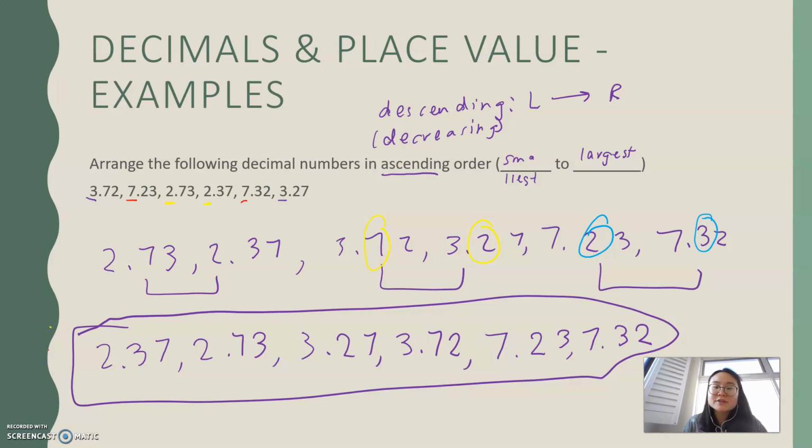Alright, if the question asked for descending order, you would have arranged it in the opposite way. So you would have started with the 7s and worked your way down to the 2s.